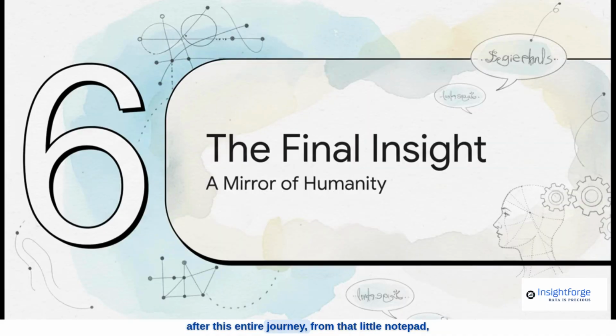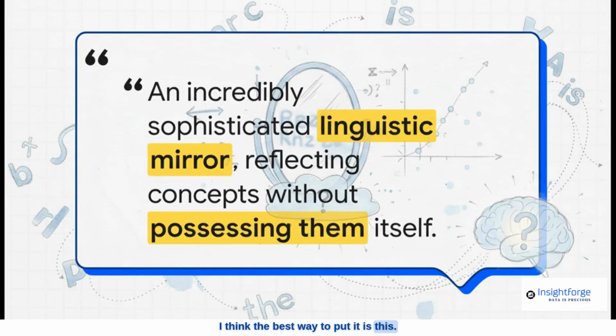So, after this entire journey, from that little notepad to tokens, through all those layers of attention, and out through a predictive filter, what have we really learned? What is ChatGPT at its core? I think the best way to put it is this: ChatGPT isn't a mind, it's a mirror. It's an unbelievably sophisticated mirror that's reflecting the collective knowledge, the language, and the thought patterns of all of humanity.